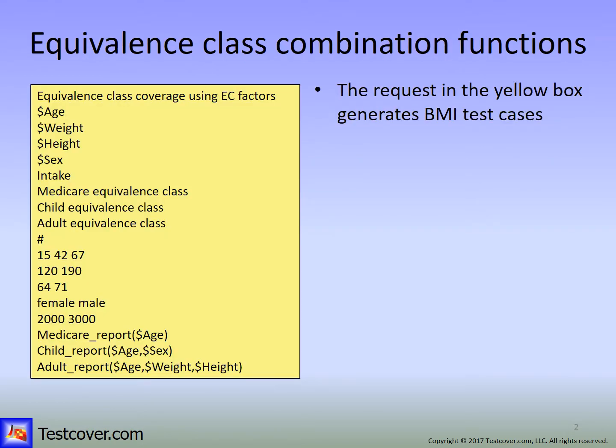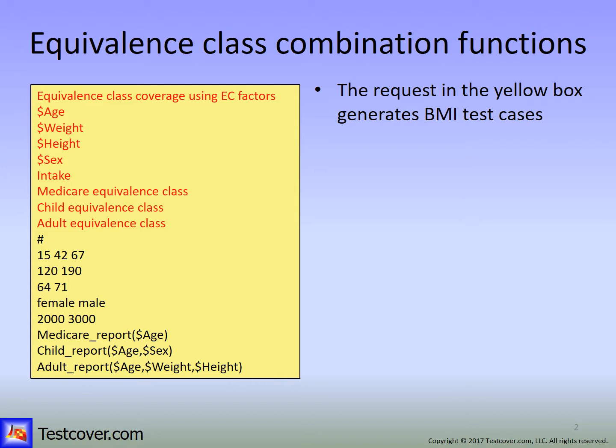This is a Strength 2 test case generator request for the BMI demonstration. There is a request name, and then the input factor names are listed. The names that start with a $ sign are PHP variables to be used as equivalence class function arguments. After the input factors are 3 equivalence class factors for the 3 report types.